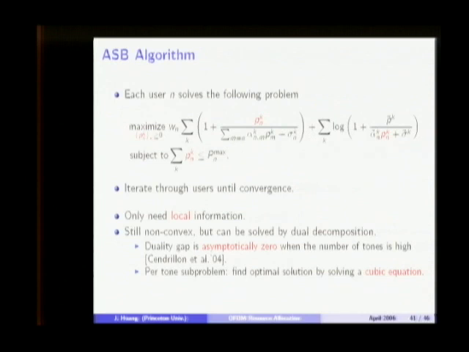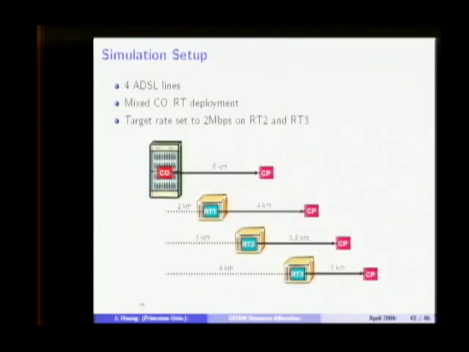So this optimization only involves local information because everything here is known. The transmission power is local. The interference from other real lines you can measure locally as well. However, this problem is still non-convex, but can be solved by dual decomposition. Essentially, similar to the argument in OSB, the duality gap is asymptotically zero when the number of tones is high. And it brings down to one subproblem per tone. You can just look at the KKT condition and solve it.